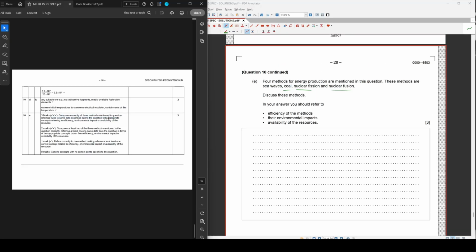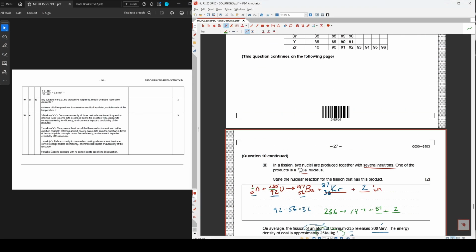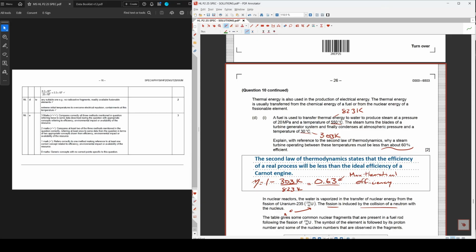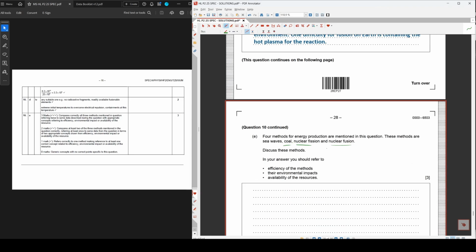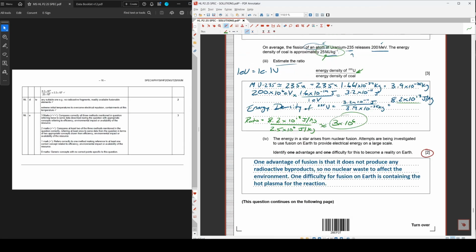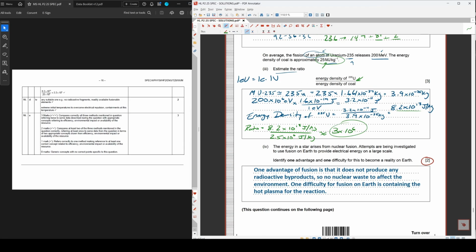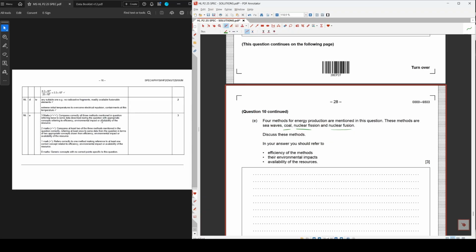So they want you to call back to, and there are some hints here, because they say talk about the efficiency of the methods. Well, we found the efficiency. We talked about the maximum possible efficiency of a steam turbine, which is what you're producing when you do this kind of stuff. So we could talk about efficiency there versus efficiency, say, of sea waves, which don't use steam spinning a turbine. We found energy density numbers here, so a good thing to say is uranium is 3 million times more energy dense than coal, which is a big advantage of uranium versus coal. They want us to be mentioning that data, though.